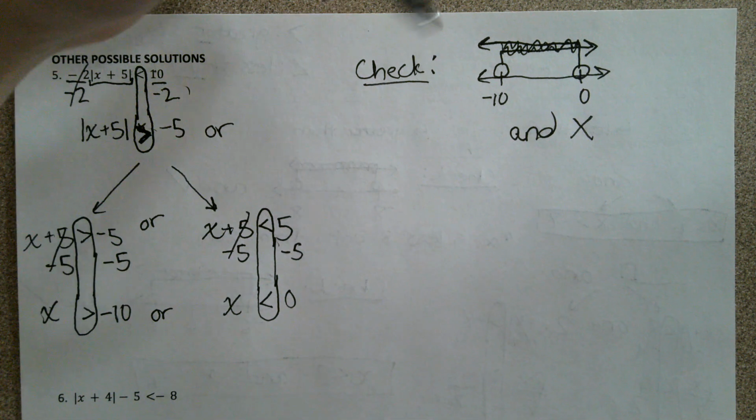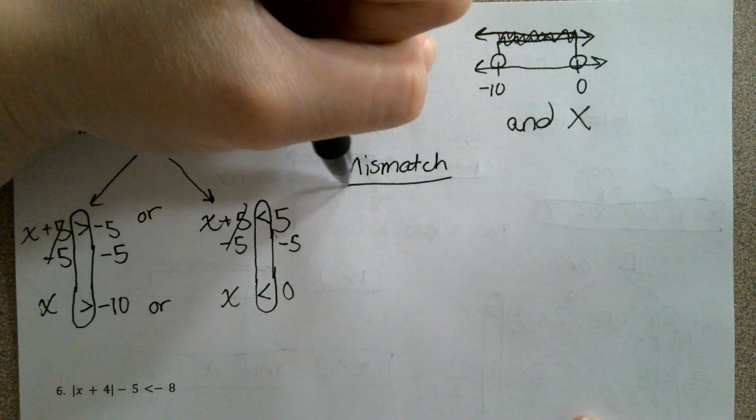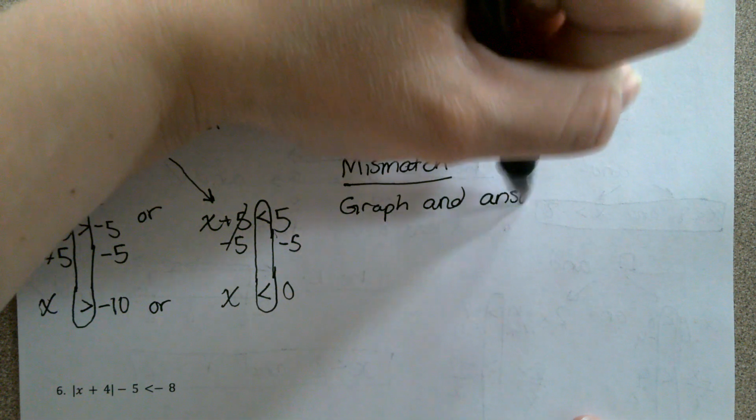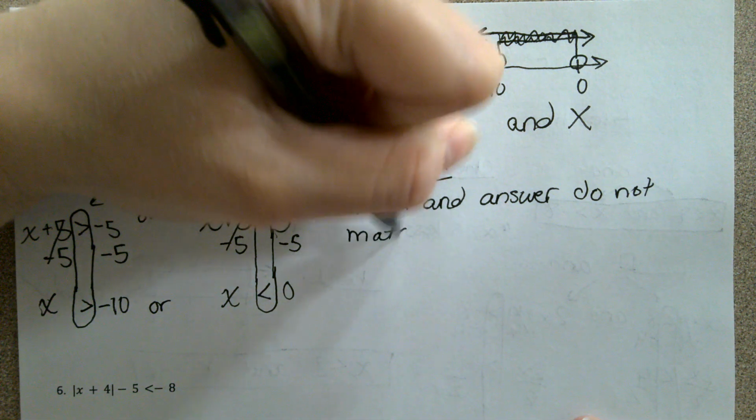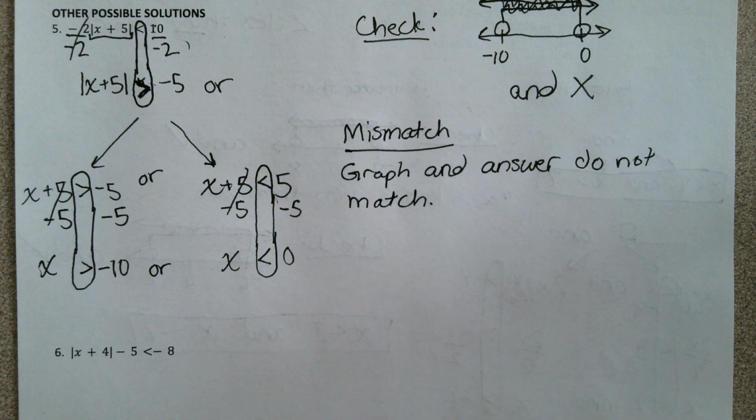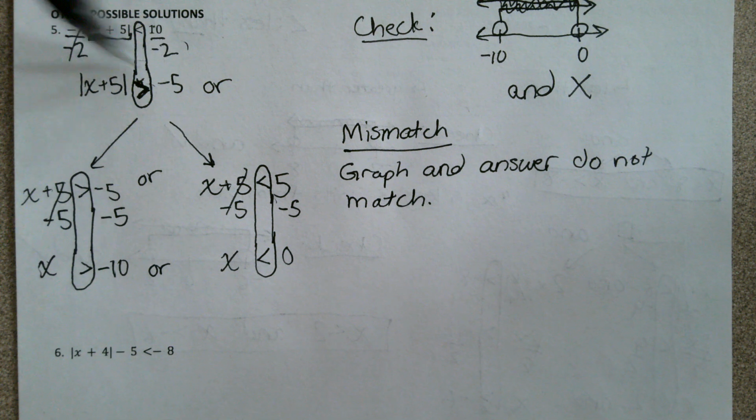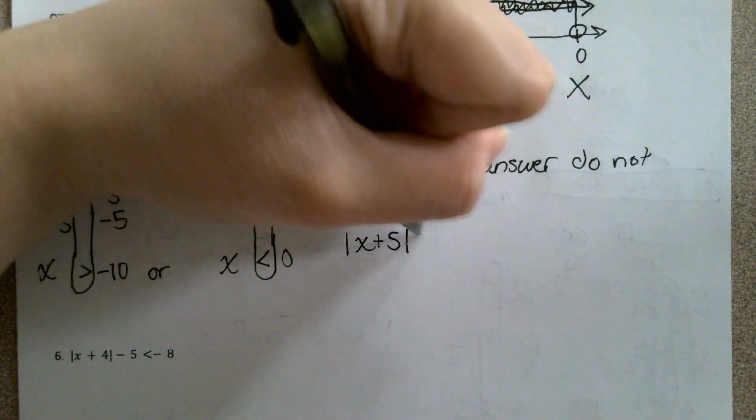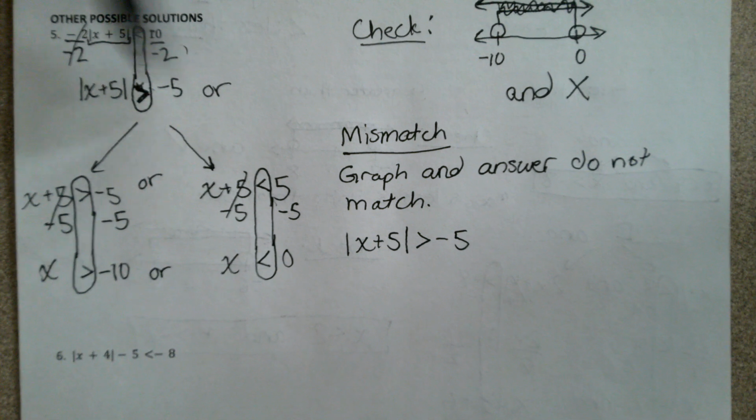So what you do, let me back up here. This I call a mismatch. Graph and answer do not match. They should both be and or both be or, not one of each. So what you need to do is go back to the inequality before you split it up. So this one here. Absolute value of x plus 5 is greater than negative 5. Don't go back to the original. Go back to the one right before the split happened.